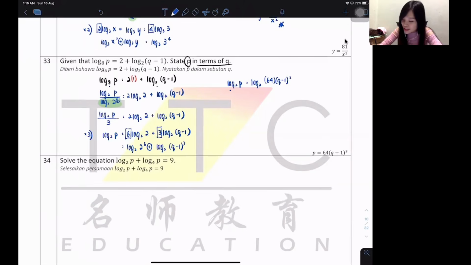Understand? Same base, 1 to 1, compare. P equals to 64 bracket (q minus 1) cube. Done. Don't try to tell me open bracket. Cube, we never open bracket. Square we can, but cube we never. And you cannot times inside also. So that's the reason. Ta-da! That is the answer. Can, right?